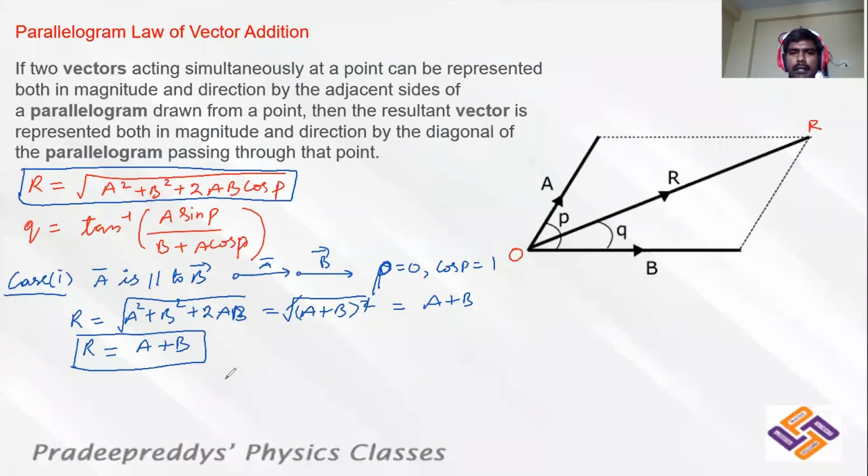So what does it mean? If A bar and B bar both are in the same direction, then you can add them directly, right? That is case 1. Now let me explain case 2.